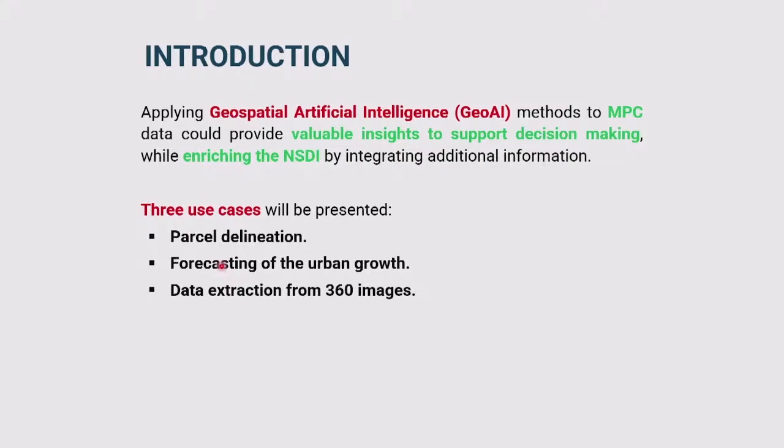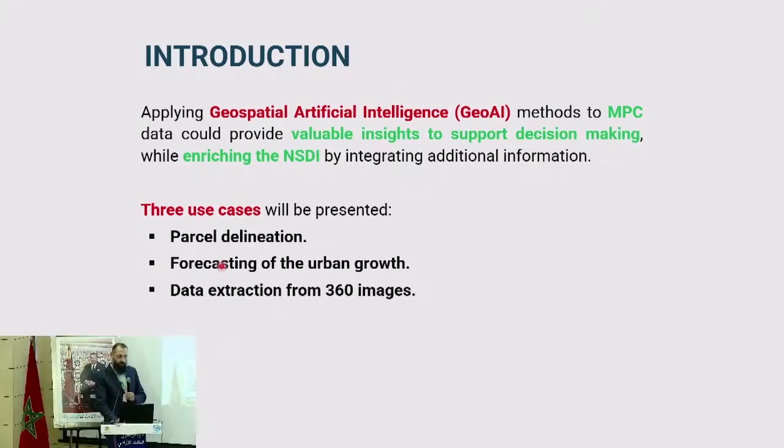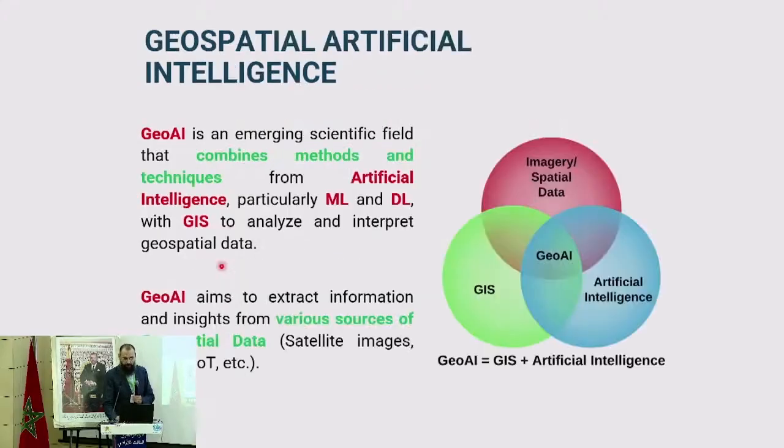I will discuss 3 use cases. The first one is related to parcel delineation. It is an ongoing research project, and I have some preliminary results that I want to share with you and discuss. The second one is an already published paper in Land Use Policy, about forecasting urban growth, and the use case was for Casablanca city. The third one is a SaaS solution, software as a service, called MapPerceive, that is used for doing data extraction from immersive 360 images. All of those are based on geoartificial intelligence principles. Just a quick introduction to what is GeoAI.